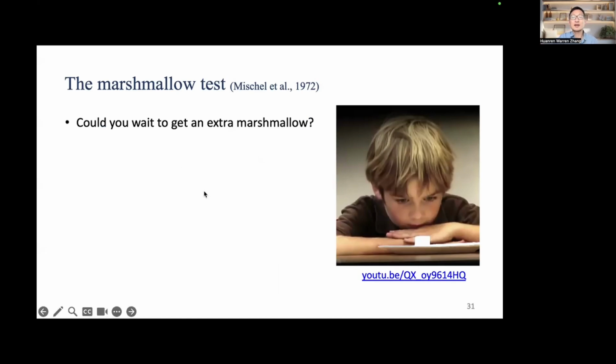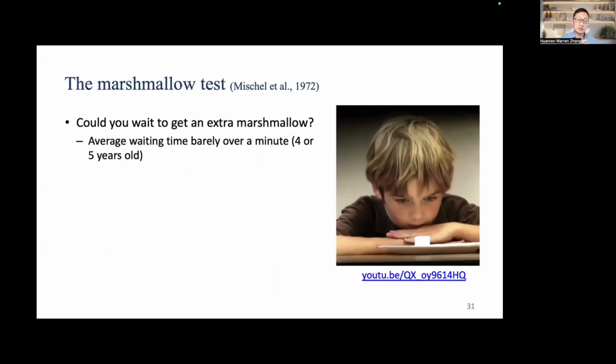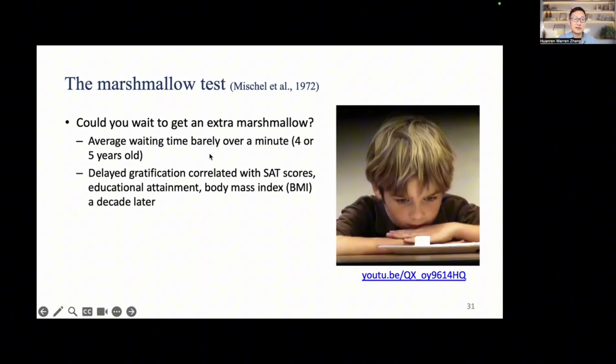So in this experiment, the so-called marshmallow test, the little children, usually just 4 or 5 years old, are asked to wait in the room. They are given a marshmallow, and they were told that they could just consume this marshmallow immediately, or they can wait for 2 minutes in order to get another marshmallow. So that's again an intertemporal decision making, right? And in this task, the average waiting time is barely over a minute for those 4 or 5 years old children.